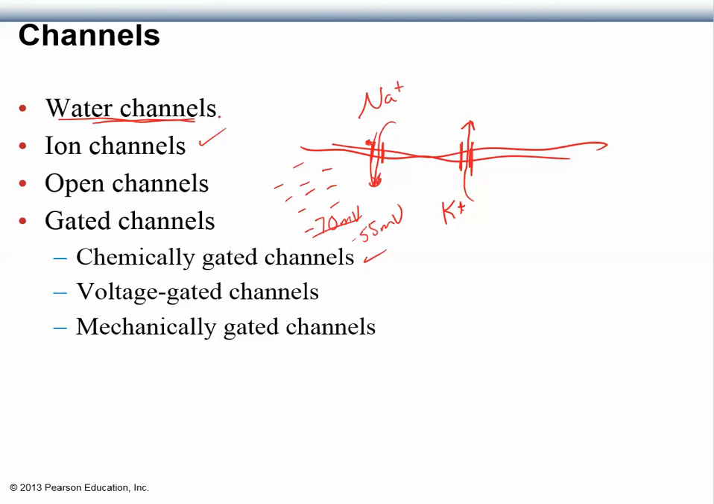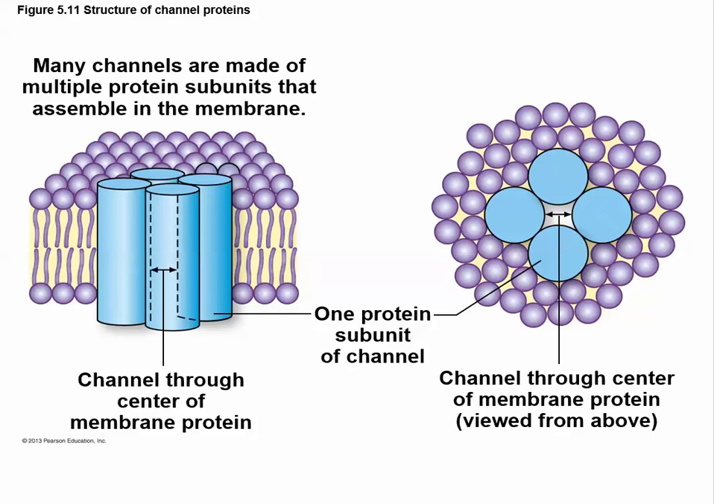Now, it's still going to be diffusion because this is still going from a high concentration to a low concentration, because sodium is at a higher concentration on the outside of the cell, but it's facilitated by this channel. So we actually call that facilitated diffusion.